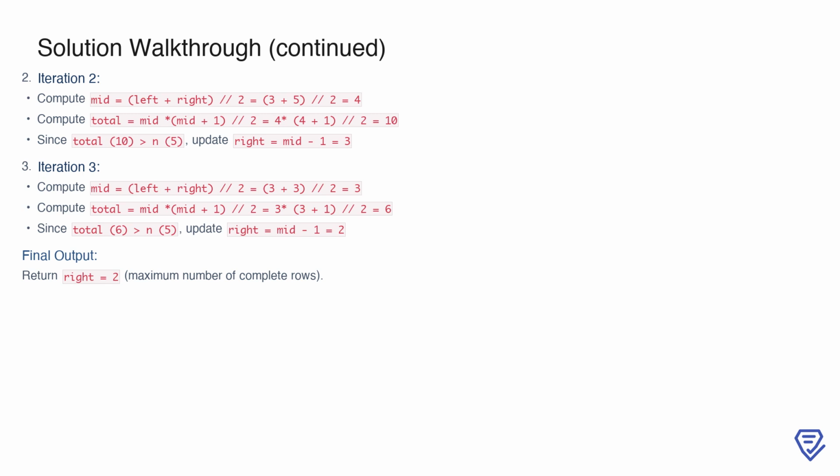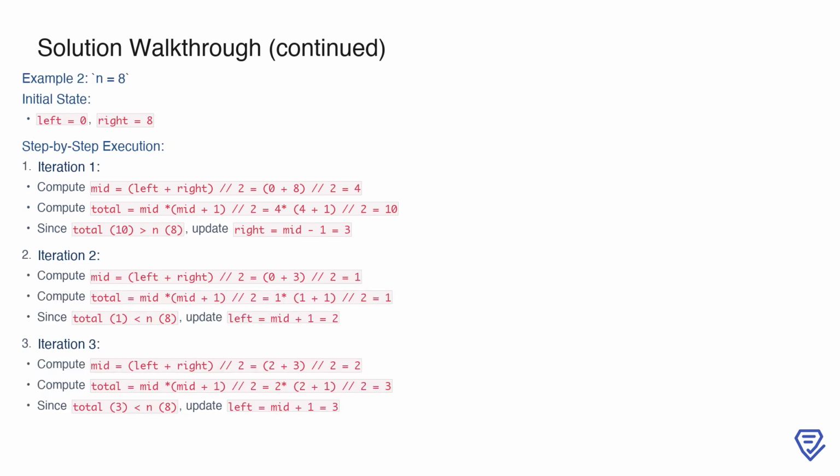In the third iteration, mid is recalculated as (left + right) // 2, resulting in 3. The total for 3 rows is 6, which is still greater than 5, so we again decrease right to mid - 1, now setting it to 2. At this point, the binary search concludes, and the value of right, which is 2, represents the maximum number of complete rows that can be formed when n equals 5.